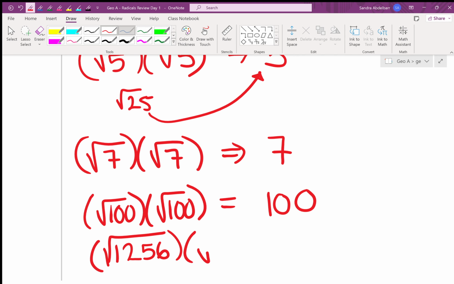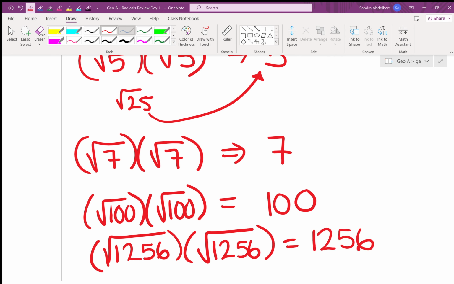What about root 1256 times root 1256? 1256. What do I want you to realize here? Whenever you multiply the same radical or square a radical, what do you end up getting? The whole number that's underneath the radical. So anytime you multiply a radical times itself, it ends up just becoming the whole number that's underneath the radical. No more radical. Right? That's going to play a big, big part in tomorrow's lesson.